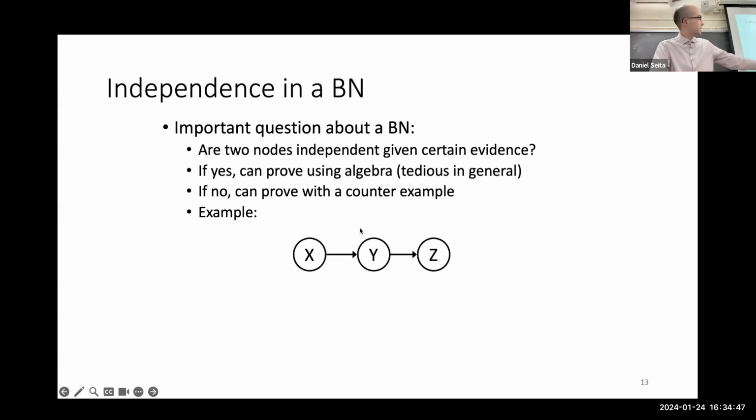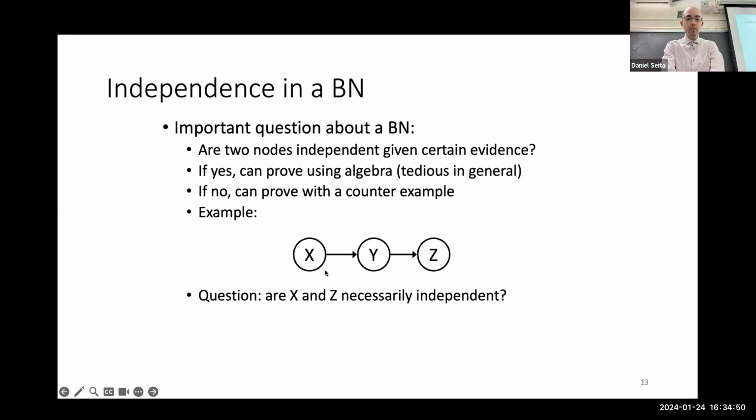So if you look at this chain, are X and Z necessarily independent, or are they guaranteed to be independent if we give you that structure? So it's similar to the question that I gave last slide. Yeah. So is this true? Are they guaranteed to be independent? Anyone?